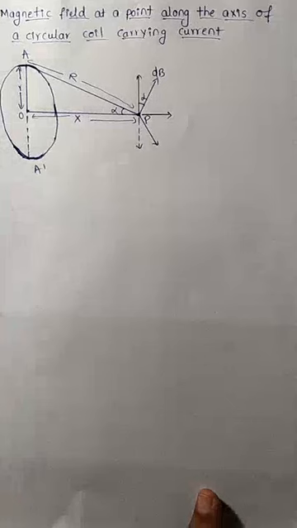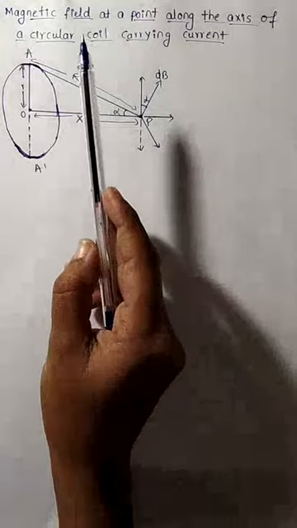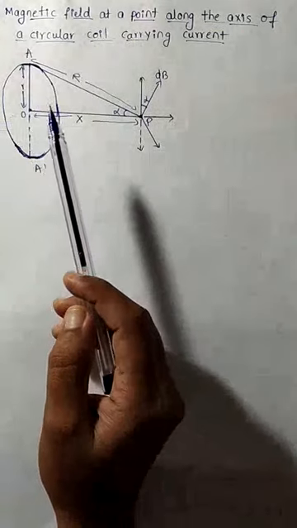In the last class, we discussed the magnetic field due to a straight conductor carrying current, and in today's class, we are going to discuss the magnetic field at a point along the axis of a circular coil carrying current. So about this concept we are going to discuss in today's class.